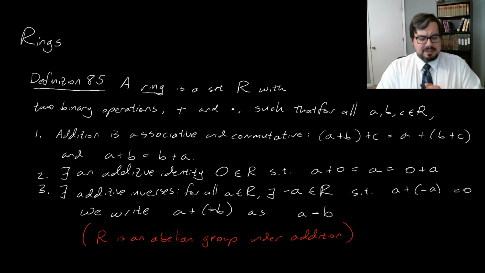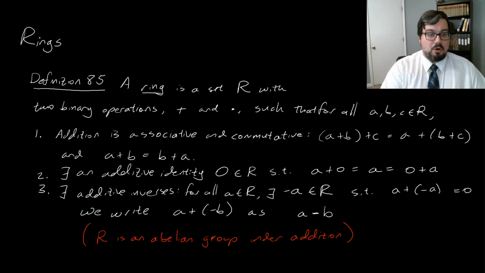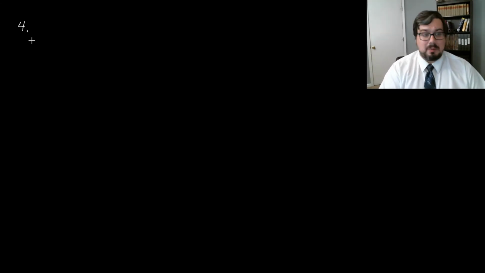So we could say that any ring R is an abelian group under addition, which actually means that addition is pretty restrictive. It has lots of requirements: associative, commutative, having an identity, having inverses, things like this. Multiplication, on the other hand, is far less restrictive. We have very few requirements for multiplication. In fact, we only have 1. The only requirement we have for multiplication by itself is that multiplication is associative.